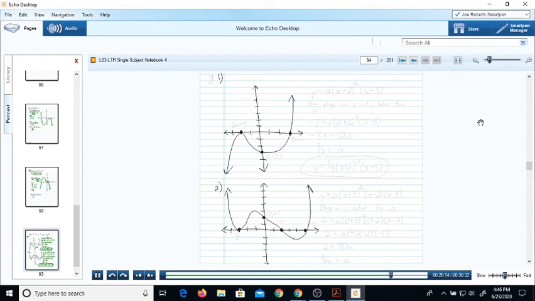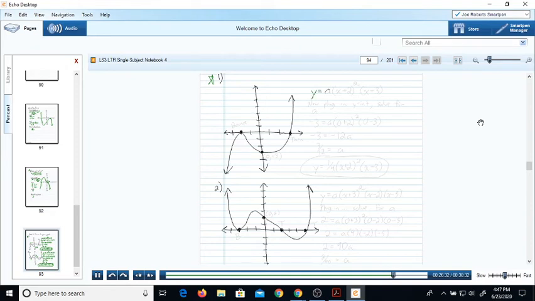Excellent. Now let's try the reverse. We've been going from the function to the graph. Let's see if we can go from the graph to a potential function. So, let's look at example 1 here. Write a possible function for the given graph.